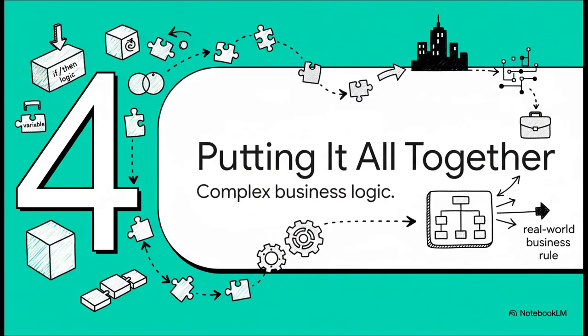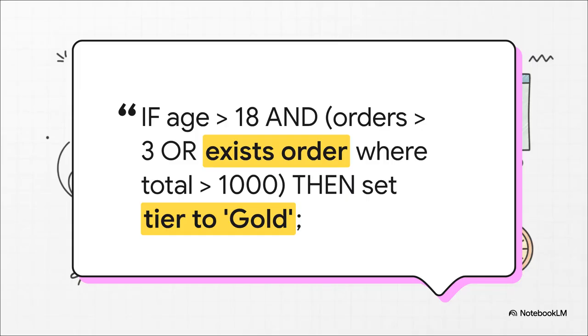We've learned the building blocks, the if-then logic, variables, comparisons, working with lists. Now for the really fun part. Let's put it all together and build a sophisticated, real-world business rule from scratch. Just take a second and read this. At first glance, it might look a little complex, but it's built from everything we've just talked about.